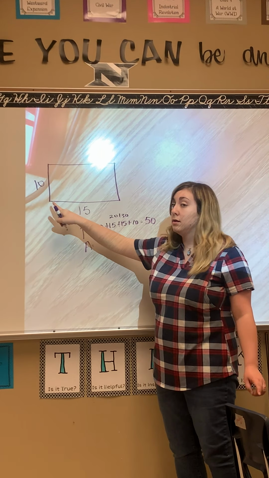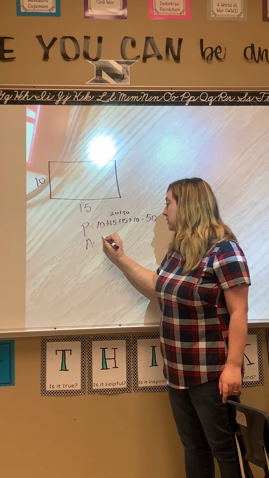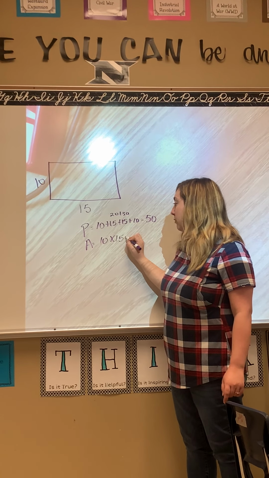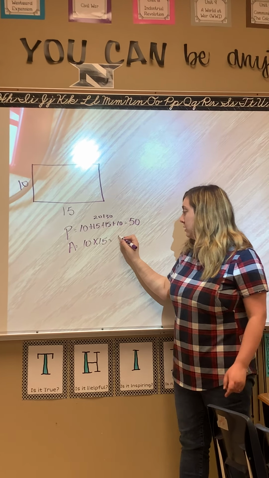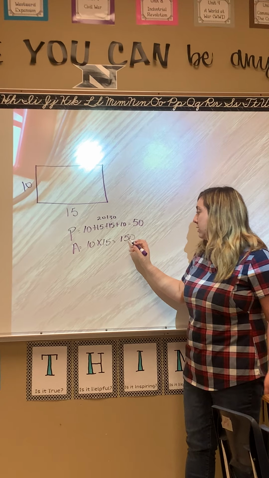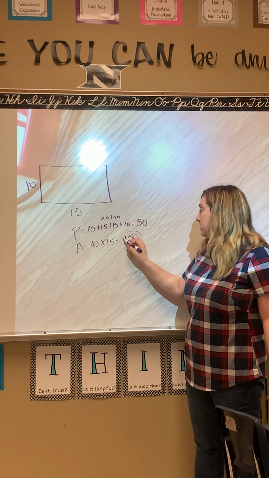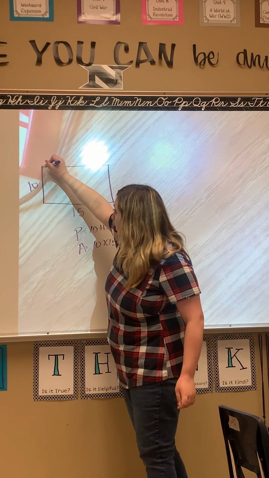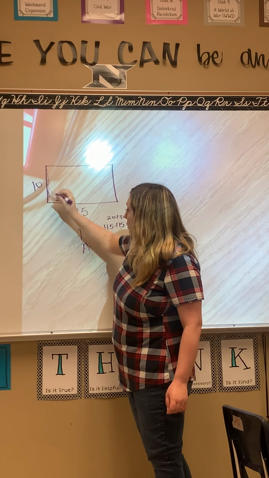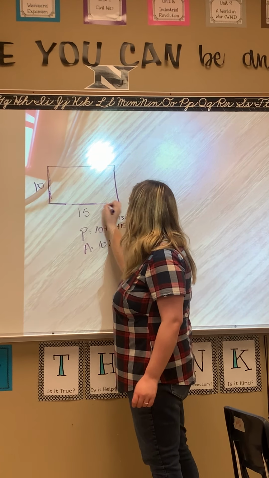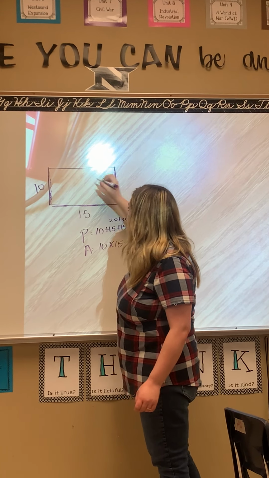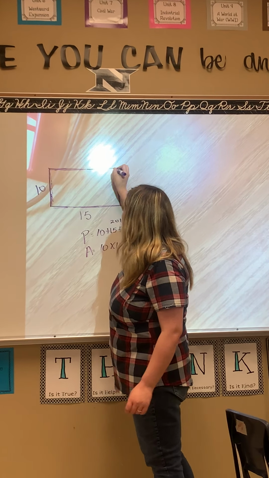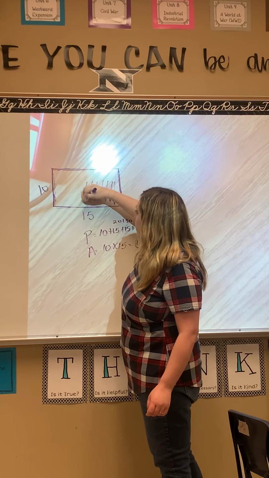And then area, length times width, that would be 10 times 15. And we know anything times 10, we add the 0, that's going to be 150. So you can see that this is very different than this. Because the perimeter, guys, remember, is just the distance around the shape, whereas the area is all of this inside.